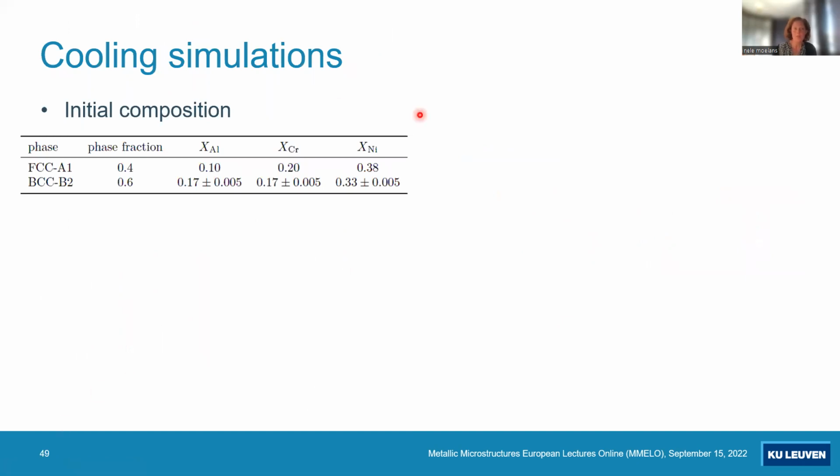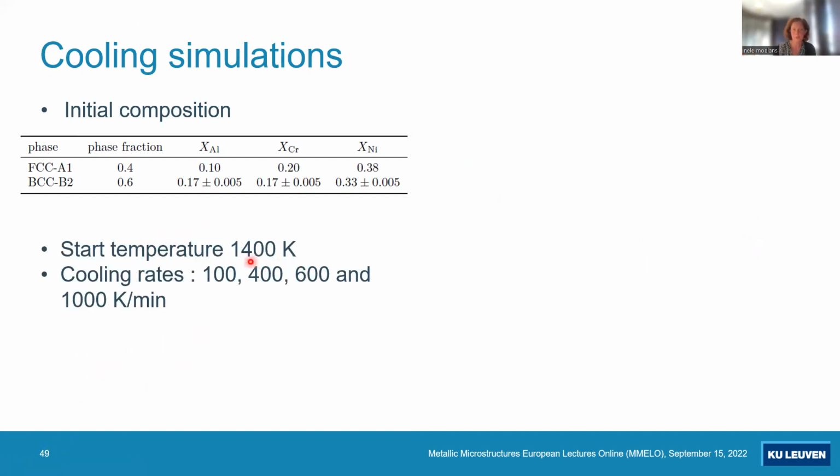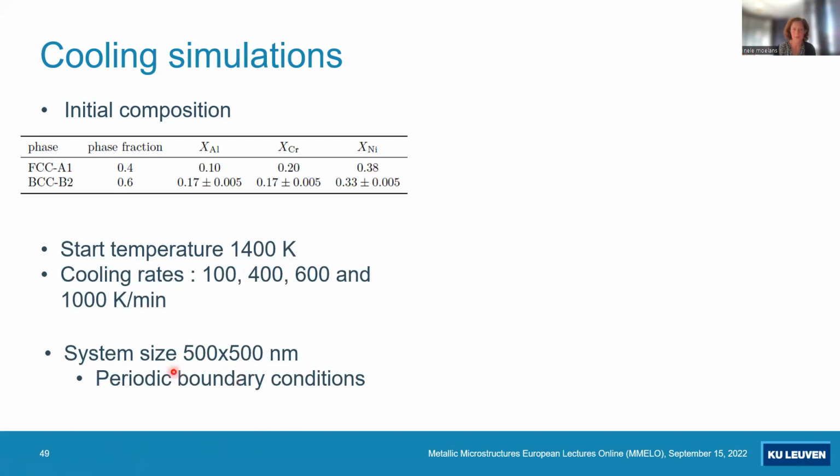He used this description to perform the cooling simulations. So he had a certain initial composition that corresponds to that particular point, and he initializes the microstructure using one FCC spherical precipitate at the corner, and then the remainder is BCC B2. The start temperature is 1400 Kelvin, and then he tried different cooling rates to compare the microstructure. And we use a system of 0.5 micrometers in the square.